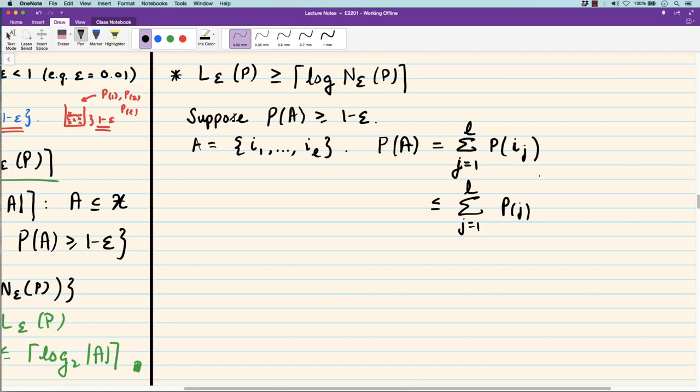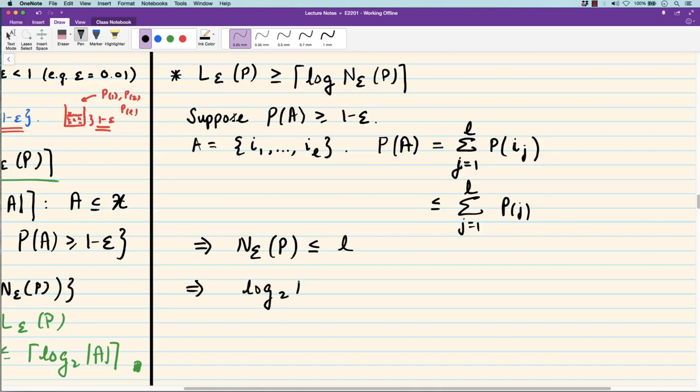Okay, so what it means is that if you sum the first L highest probability symbols, that probability exceeds 1 minus epsilon. But then by our definition, n epsilon p is the smallest L at which this probability exceeds 1 minus epsilon. So this L can only be larger than n epsilon p.